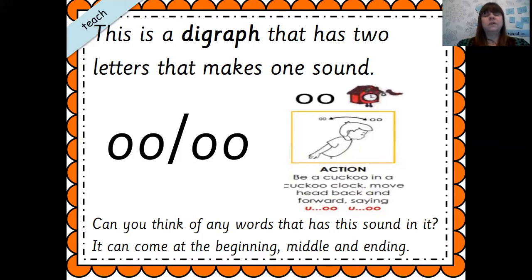Now this spelling can come at the beginning, middle or end. It's very rarely at the beginning, like oops or ooh. Not many words start with this spelling. It mostly comes in the middle and at the end. You can pause me if you wish while you think of some words that have the short vowel oo and the long vowel oo in.